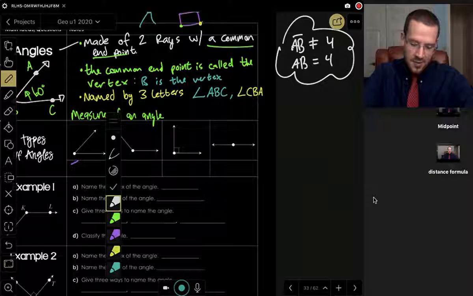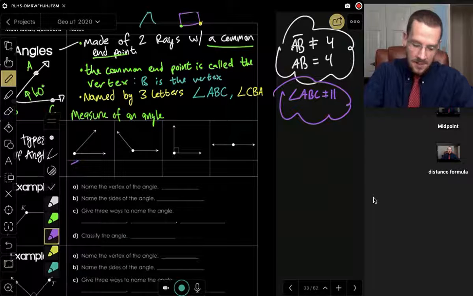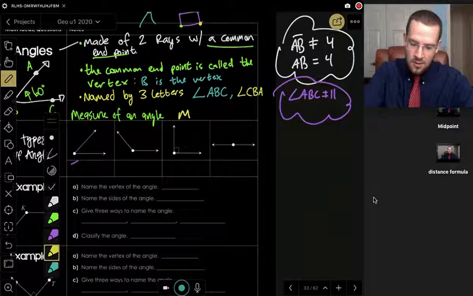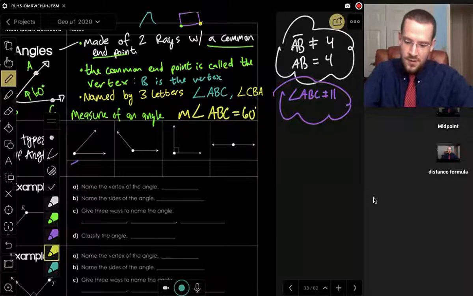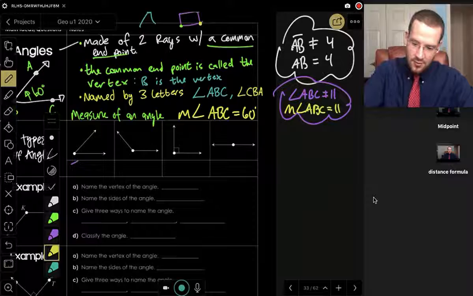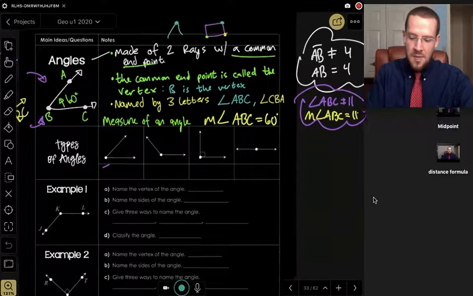Same thing here for angles. Angle ABC is not equal to a number. It's not equal to 11. However, the measure of angle ABC is equal to a number. So the measure of angle ABC could be equal to 11, and this would, of course, be degrees, but that's how we make notation.